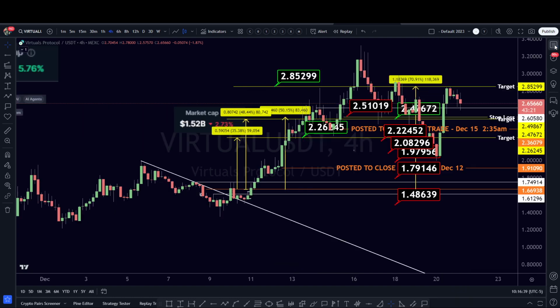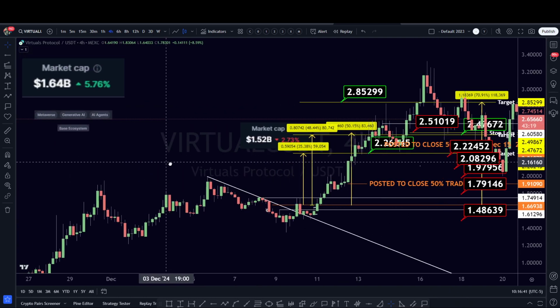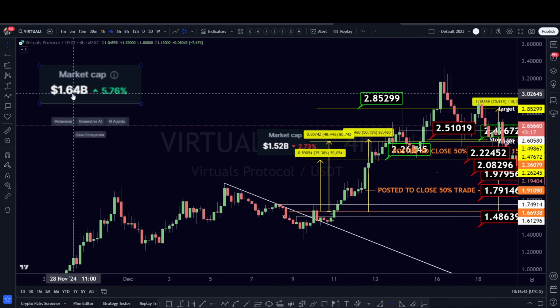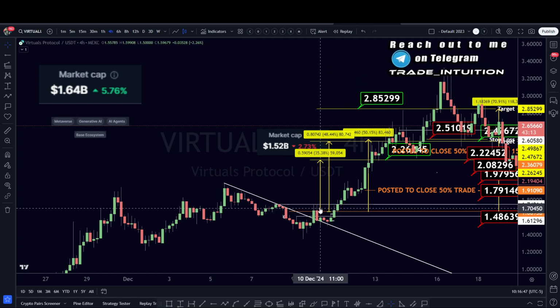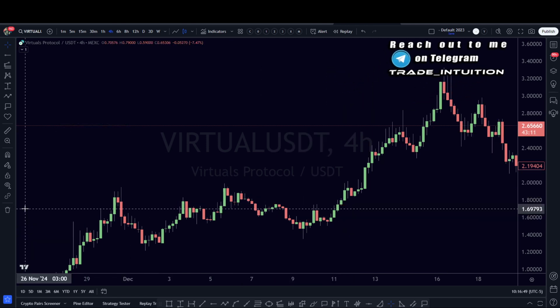So let's go ahead and just kind of clean this up a little bit. Now, this one is not a small market cap. It's 1.64 billion when we entered it way down here. So let's go ahead and just clear everything out.